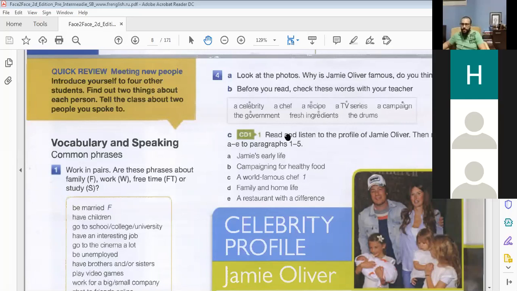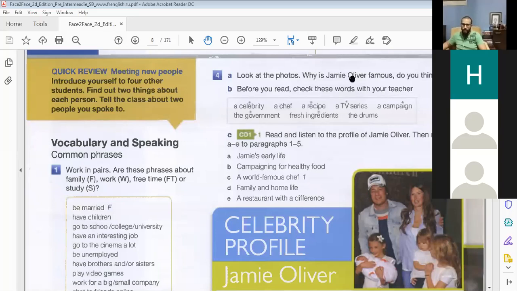Okay, so we don't have a lot of guesses here. Anyways, we'll find out why he's famous, and we'll also learn about his life. But first of all, we have a few words here. Let's check these words and see if we know what they mean. I'll just read them, and if there are any new words, we'll chat a little bit about them. So the first one is a celebrity. Then we have a chef, a recipe, a TV series, a campaign, the government, fresh ingredients, and the drums.